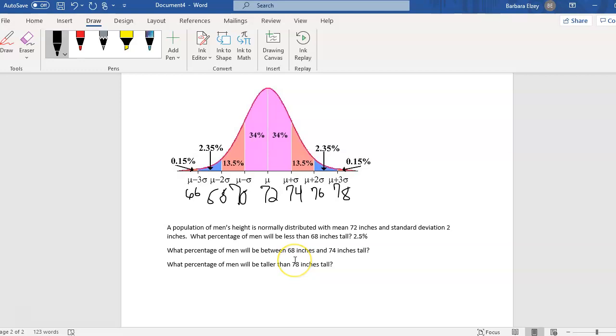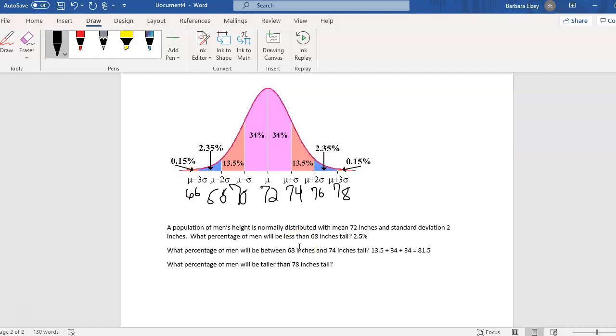Now let's look at our second question. We want to know what percentage of men will be between 68 and 74 inches tall. Let's notice 68 is right here at the end of the blue, and 74 is right here where the 2 pinks change color. All right, so we want to add up all of these percentages between 68 and 74. We're going to add the 13.5, the 34, and the 34 together. So I'll have 13.5 plus 34 plus 34. Let's see. That's going to be 81.5 if I've added correctly in my head there.